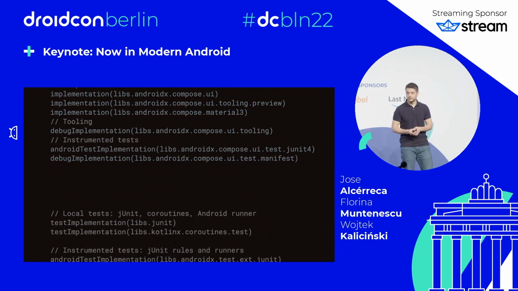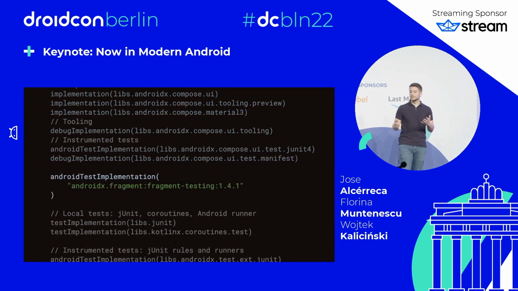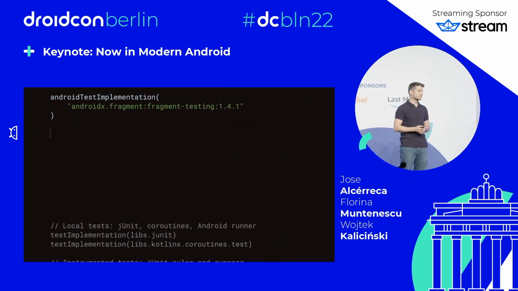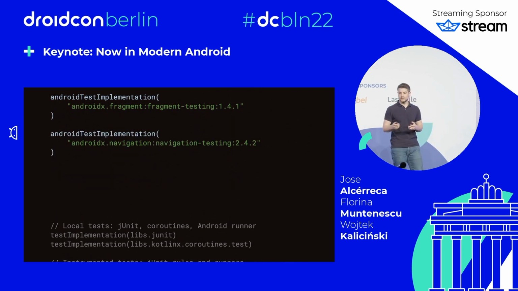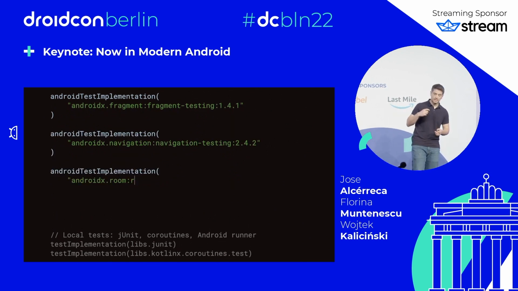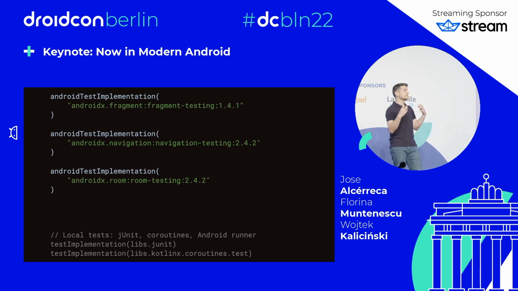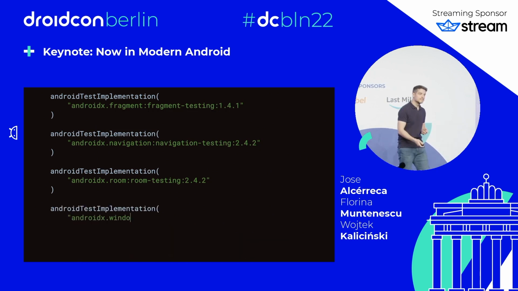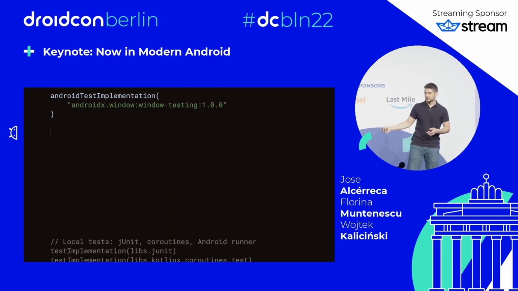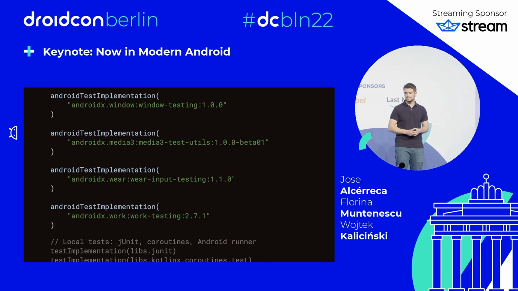For example, fragment testing lets you launch fragments directly on empty activities. Navigation testing lets you navigate directly from tests. We have Room testing that provides a migration test helper. Window testing helps with foldables. And Media3, Wear, WorkManager. We're making sure that every library that is released comes with a good testing story, either by having testing artifacts like this, or at least with proper guidance.